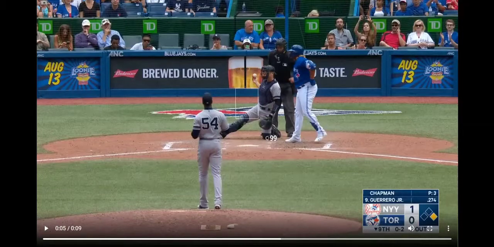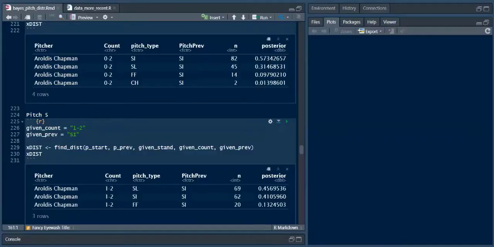Kind of cool. We are now moving on to pitch 5. The current count on pitch 5 is 1-2, and the previous pitch was a sinker. So let's look at the prediction here. The model predicts that the most likely pitch here is going to be a slider at about a 46% chance. Next would be sinker, 41% chance, and 13% chance of a four-seam fastball.